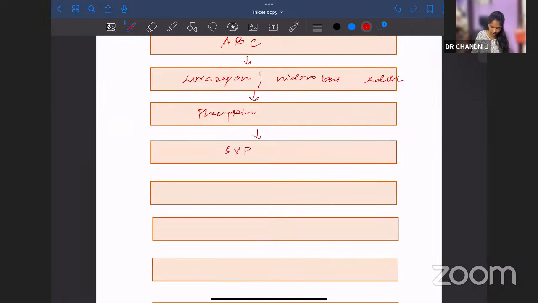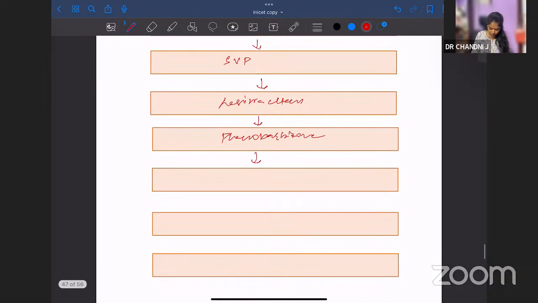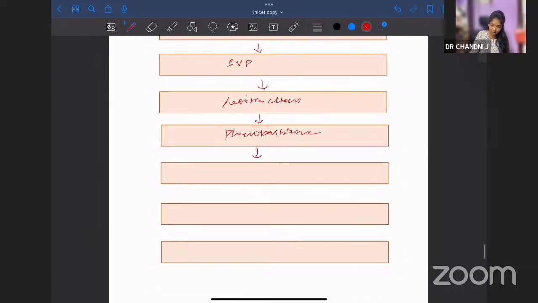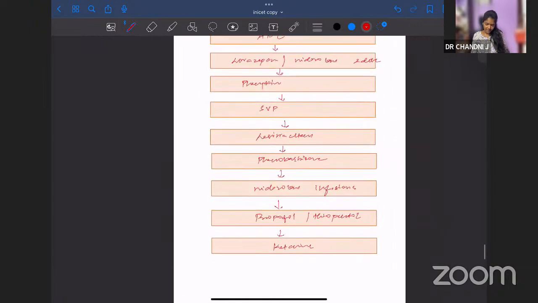Okay, then not settling after 2 doses of phenytoin or fosphenytoin, you can give sodium valproate. Not settling, then you can give levetiracetam. Still not settling, then you will go to phenobarbitone. Not settling with phenobarbitone, then what do you have to give? You can give midazolam continuous infusion. Then also not settling, you can use general anesthetics like propofol and thiopental. The last is ketamine. Okay. So this is the treatment of status epilepticus.